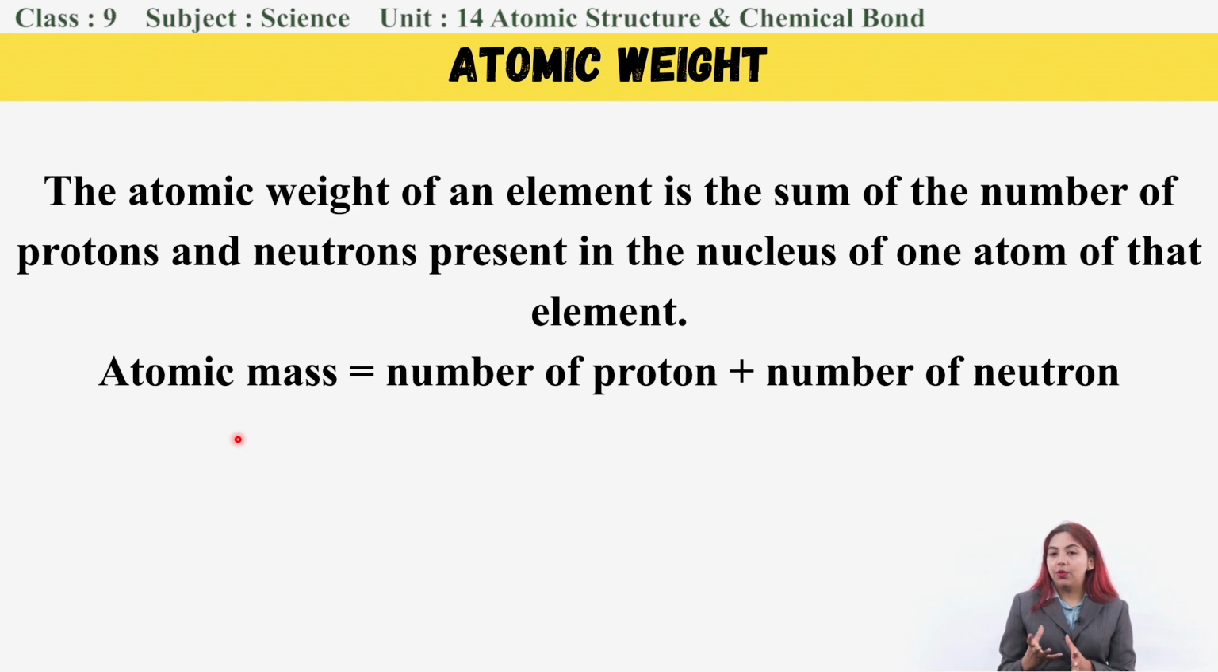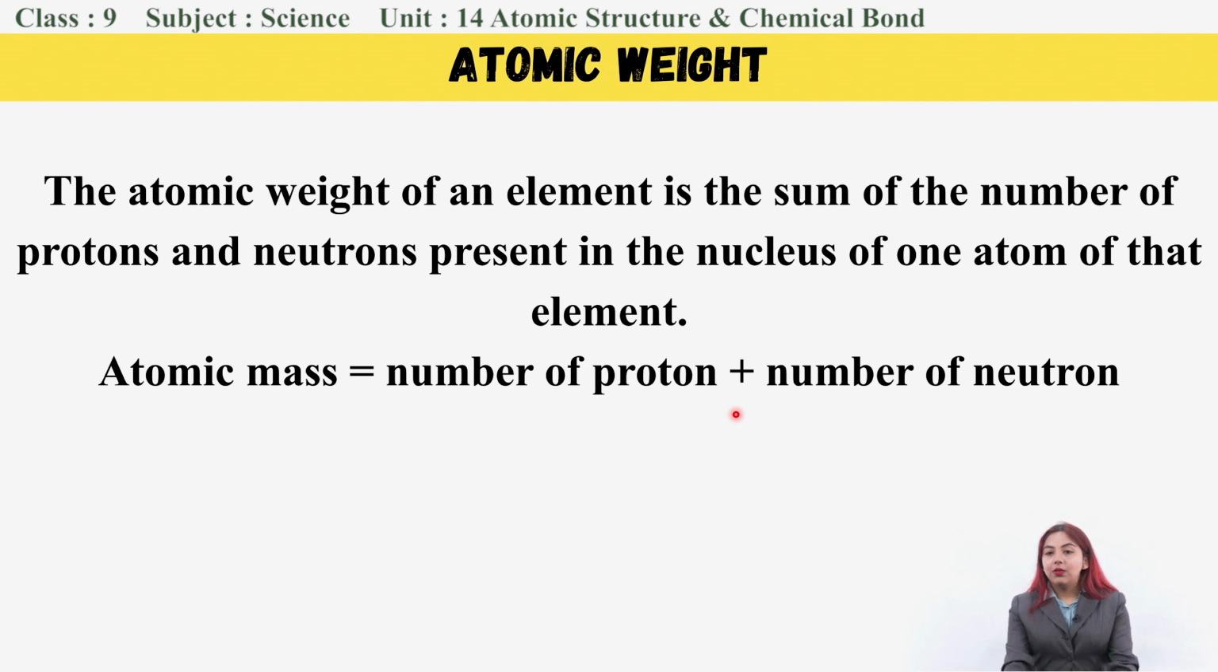Now what is an atomic weight? The atomic weight of an element is the sum of the number of protons and neutrons present in the nucleus of one atom of that element. We just studied the structure, that the nucleus contains protons and neutrons. So atomic weight is the sum of the protons and neutrons present in the nucleus of one atom of an element. We can also say that atomic weight or atomic mass is the sum of the number of protons and the number of neutrons in the nucleus of one atom of that element.